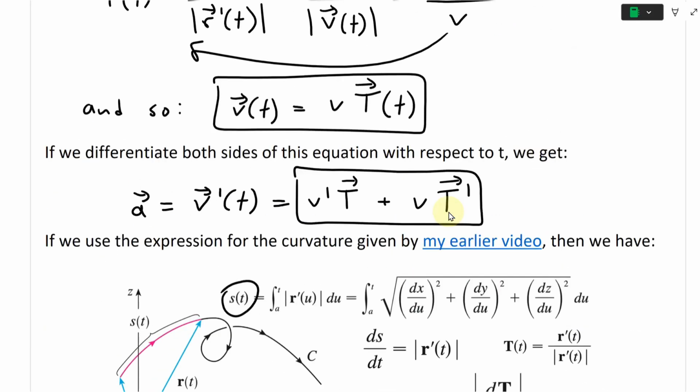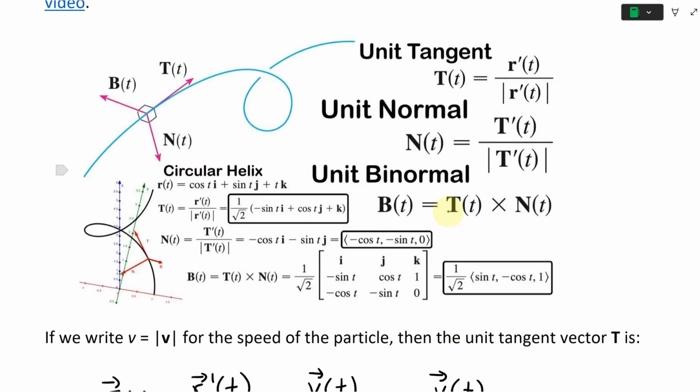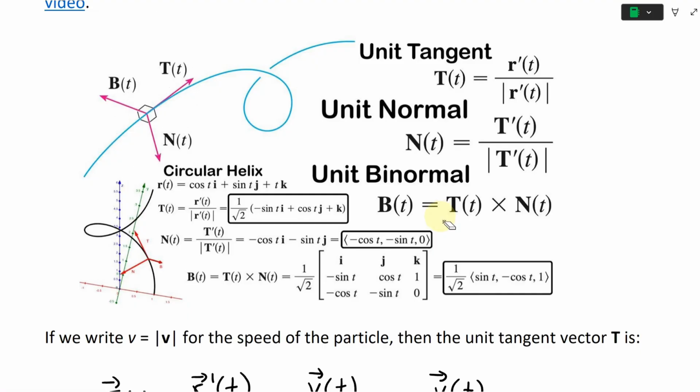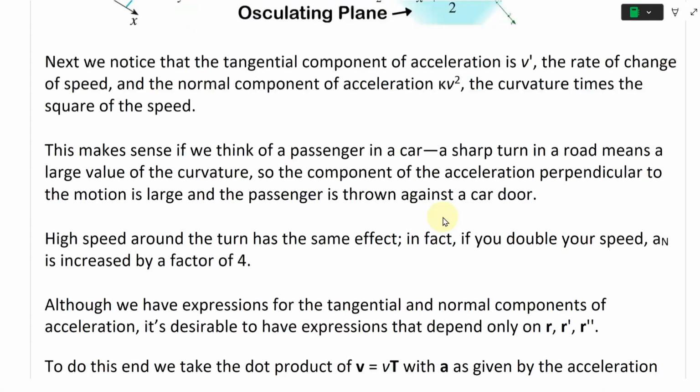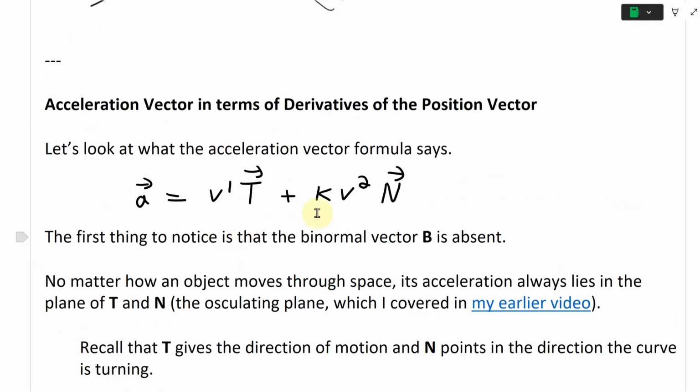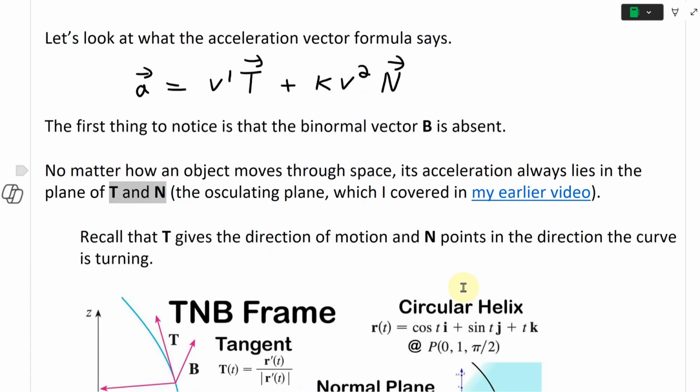So if there's none of that, then this acceleration vector is always going to be in this plane. Or not necessarily just in this area, but it's always going to be in this osculating plane, and I'll illustrate that with a better picture. All right, let's go back over here. The first thing to notice is that the binormal vector is absent. So no matter how an object moves through space, its acceleration always lies in the plane of T and N. That is the osculating plane, which I covered in my earlier video.